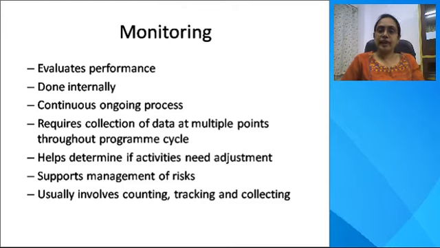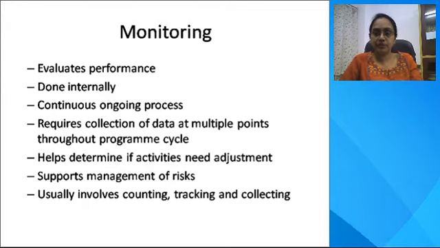So monitoring evaluates performance. It tries to evaluate the performance of a particular campaign. As it is going on, I am evaluating whether the campaign is going in the right direction or not. It is done internally. Now, who is doing the monitoring? The monitoring is usually done by the people who are involved in the implementation of the program, because it is about trying to see whether the program is going in the right direction and bringing about changes wherever required in the strategy. If there are any mistakes, correct those mistakes and feed them into the plan.